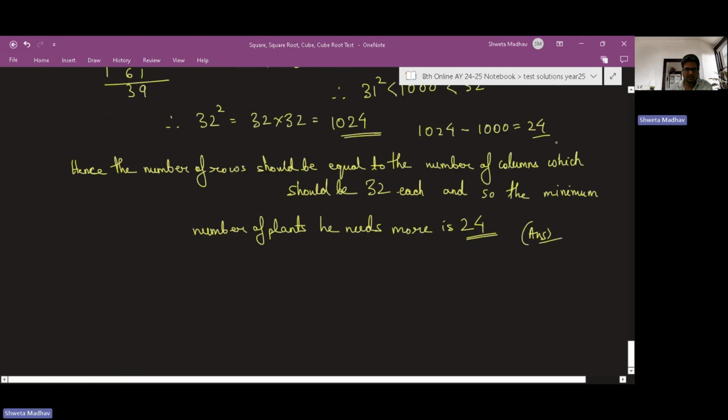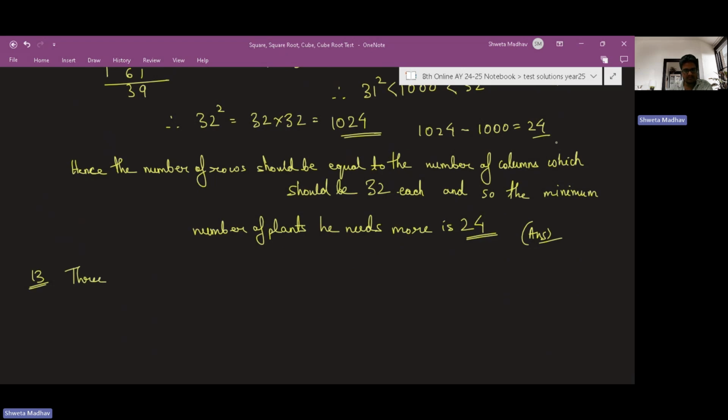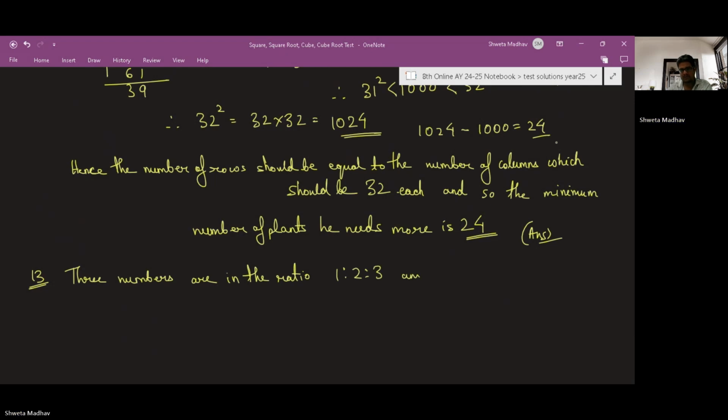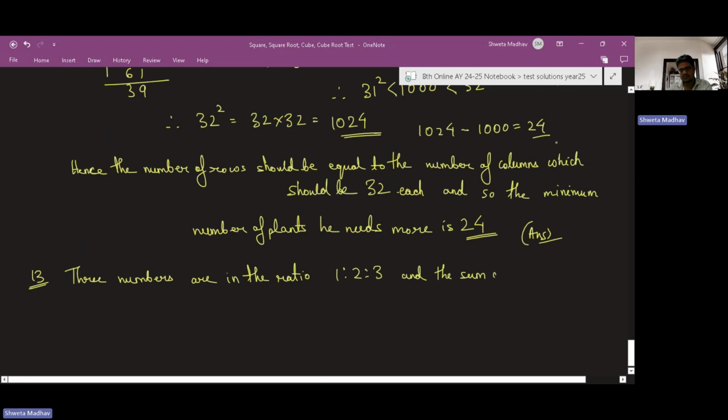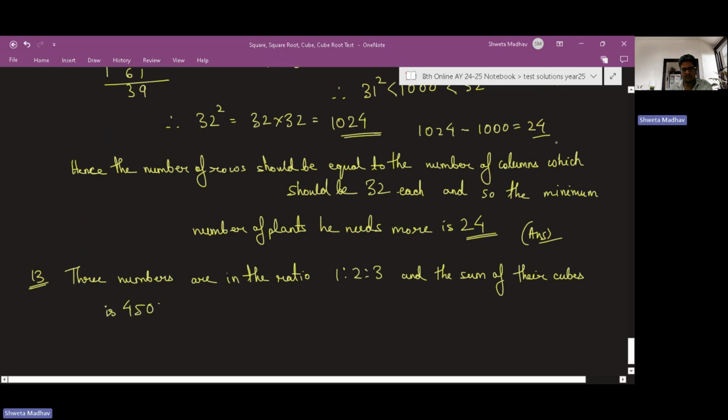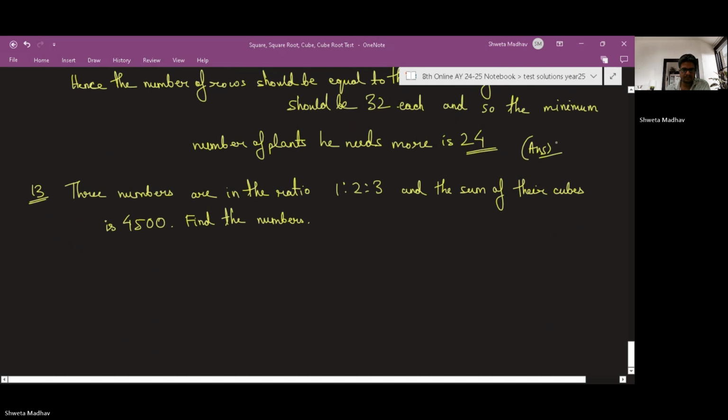Then in question number 13, it is told three numbers are in the ratio 1:2:3, and the sum of their cubes is 4,500. Then find the numbers.